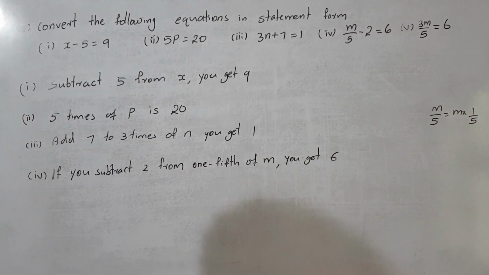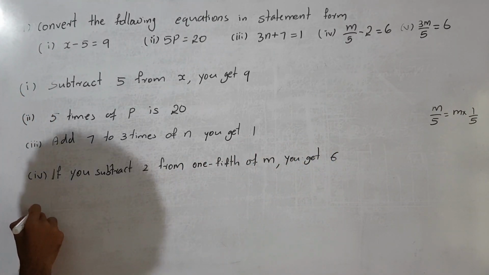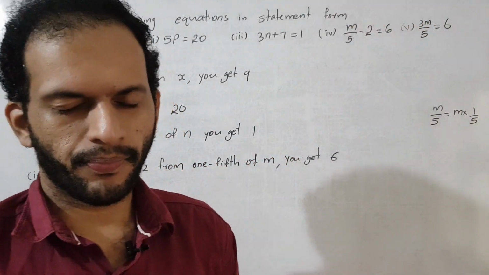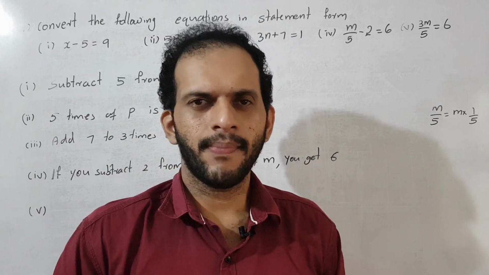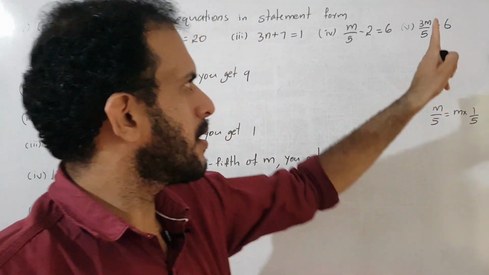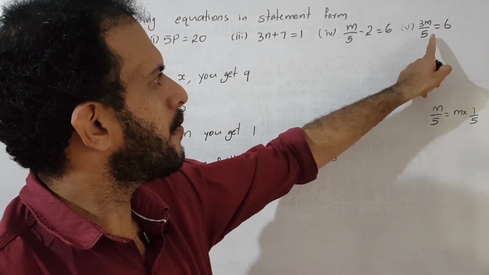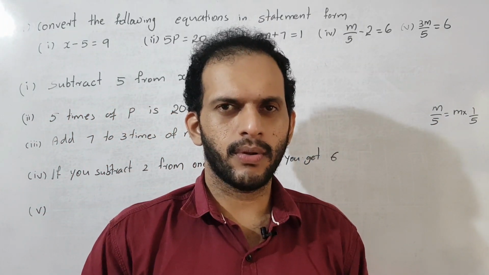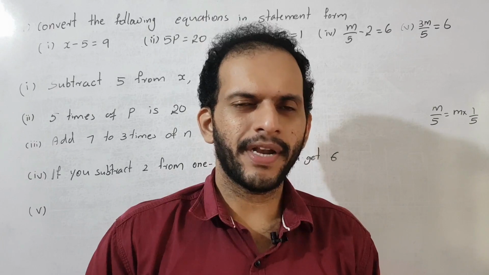Okay, then the last one, the fifth one, what is that? The fifth one is 3m by 5. Then the last one, what is it? 3m by 5 is equal to 6. 3m by 5 is equal to 6. Then what are we doing there? We are dividing.